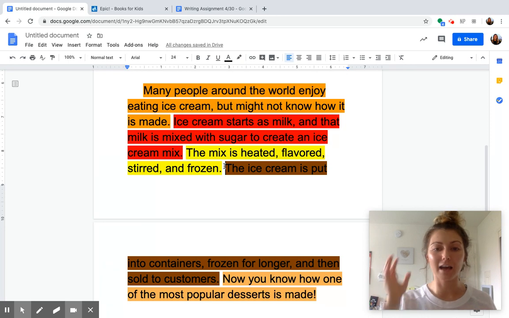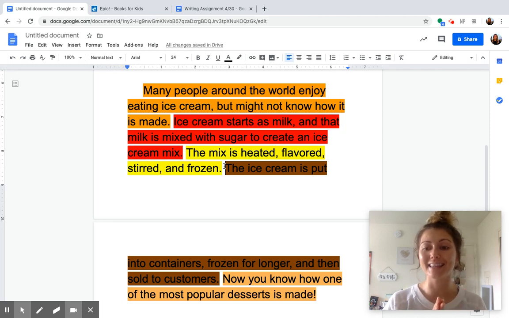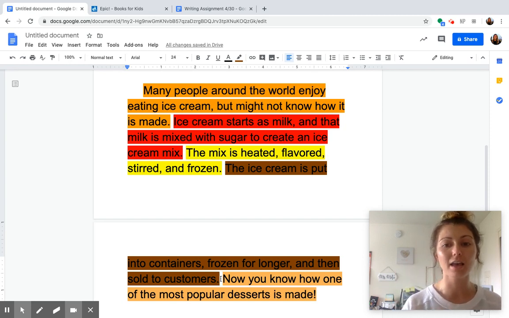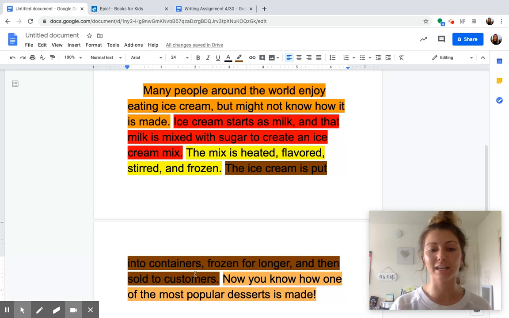Next, highlighted in yellow is our second supporting sentence. It says, "The mix is heated, flavored, stirred, and frozen." Maybe that's the cheese. The cheese is an important part, just like that sentence is a very important part of our paragraph. And lastly, the meat of our paragraph, one of the other main ingredients, our third supporting sentence. It says, "The ice cream is put into containers, frozen for longer, and then sold to customers." Those were our supporting sentences.